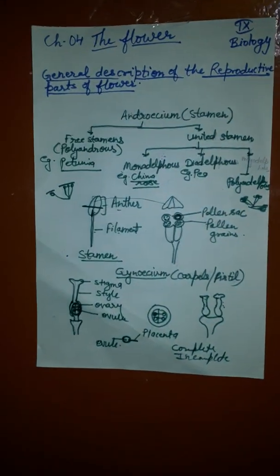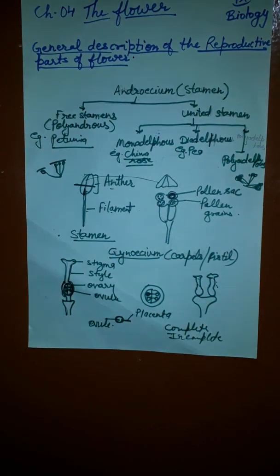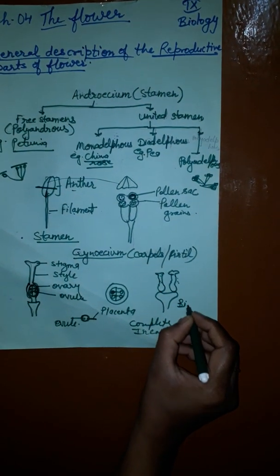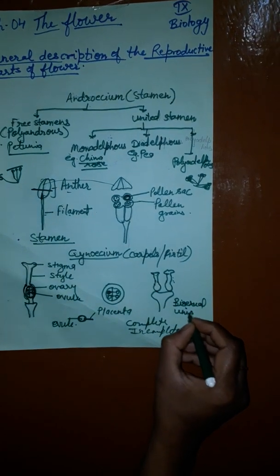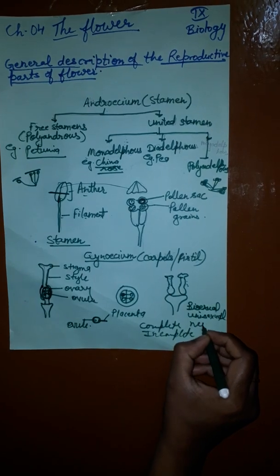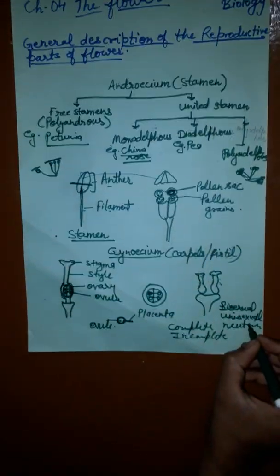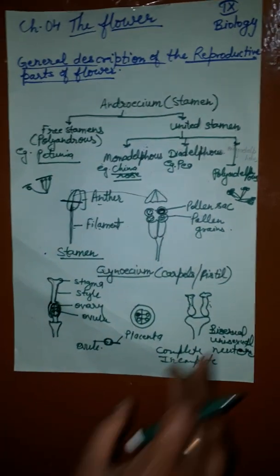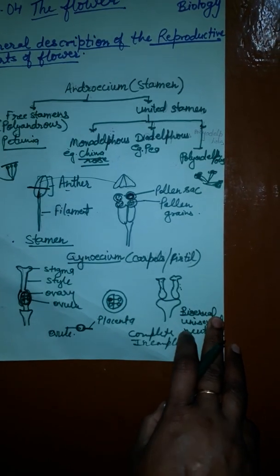Okay. Now flowers are of three types: bisexual, unisexual, and neuter flower. What is a bisexual flower? Both stamen and carpel are present. That type of flower is called a bisexual flower.